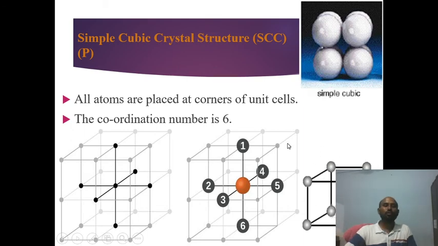It is known as simple cubic structure, and the coordination number is 6. What is coordination number? Coordination number is nothing but the number of nearest neighbors of a given lattice point. Look here, the number of nearest neighbors of this lattice point is 6. That's why the coordination number is 6. Look at that point, that is the unit cell, that is an atom. This is 1, 2, 3, and another cube is here, front side, back side, and left side, so the coordination number is 6.